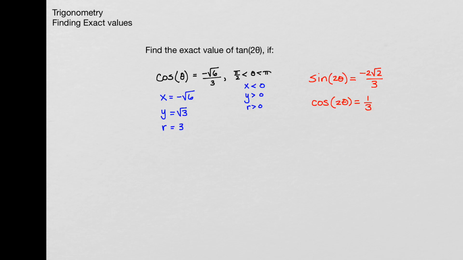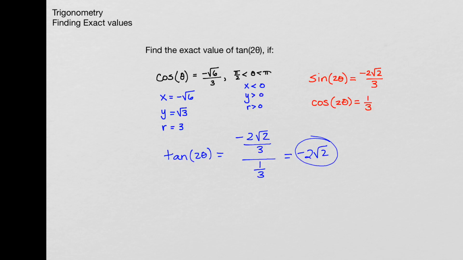Next, I'll find the exact value of the tangent of 2 theta for this same problem. In the previous 2 problems, we found the sine of 2 theta and the cosine of 2 theta. So while there is a formula for the tangent of 2 theta, I can also calculate it extremely easily, simply by saying the tangent of 2 theta has to equal the sine over the cosine. So I'll just make this negative 2 square root of 2 over 3 divided by 1/3, and that gives me negative 2 square root of 2. Boom, done.